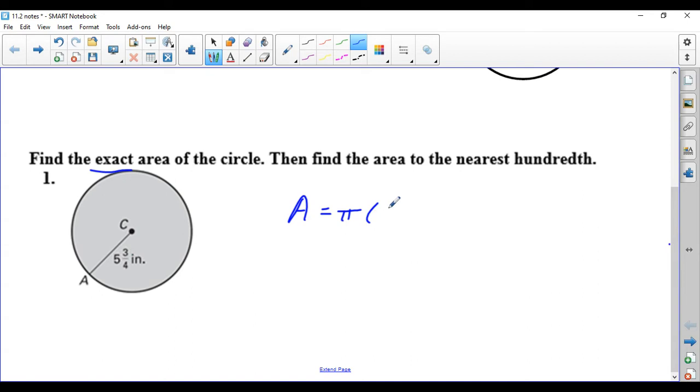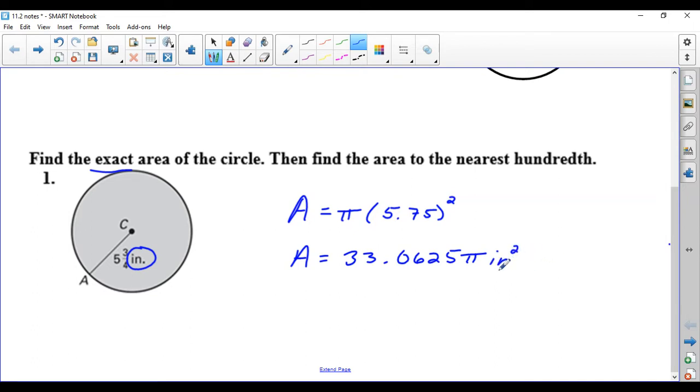Here, 5 3/4 is 5.75 squared. So if I wanted to give an exact answer for area, I would square 5.75, which is 33.0625, and that would multiply pi. The pi is always written after the number, and also if this radius is in inches, make sure that your units for area are inches squared.